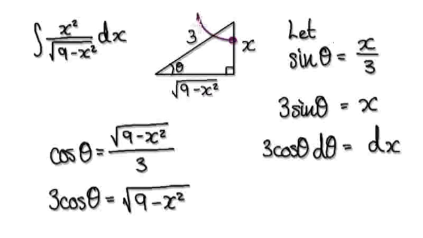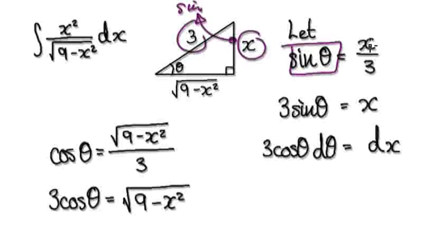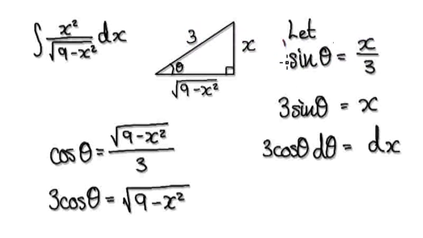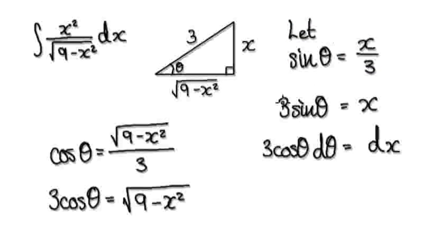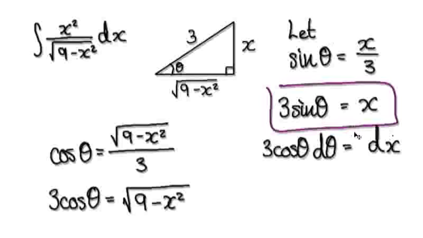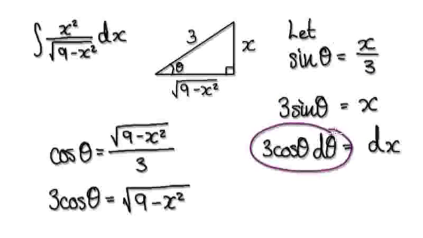Now looking at this, this here is your sine. So sine of the angle will be x over 3. If sine theta equals x over 3, then times both sides by 3, x will be 3 sine theta. Then dx equals this thing here.